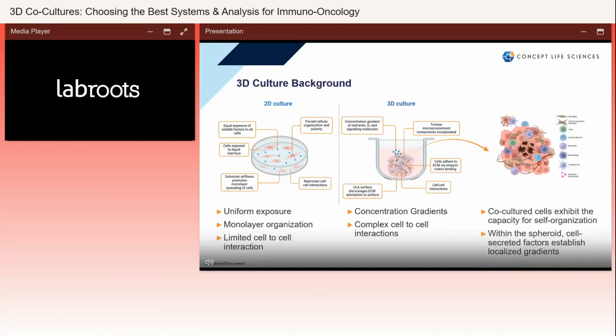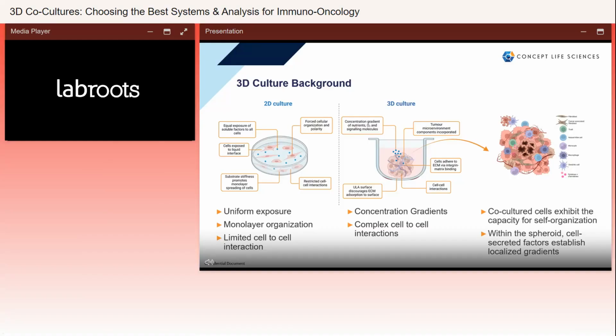Why would we want to do 3D co-culture? Essentially 3D culture is a little bit more advanced than 2D. In 2D, all the cells are essentially in a monolayer. They have equal exposure to anything in the supernatants, and cell-to-cell contact is very, very limited. So there's very little communication other than at those contact points, assuming they're right next to each other. And they have a forced organization and polarity.